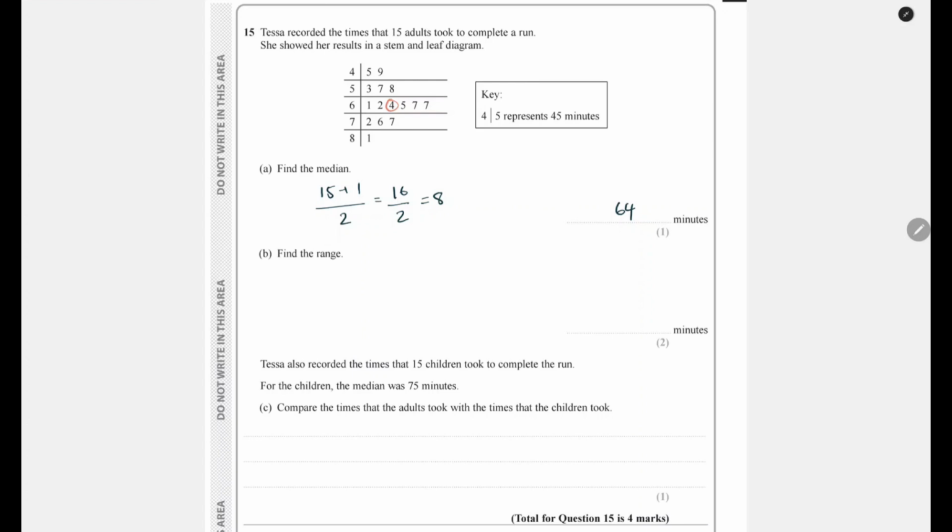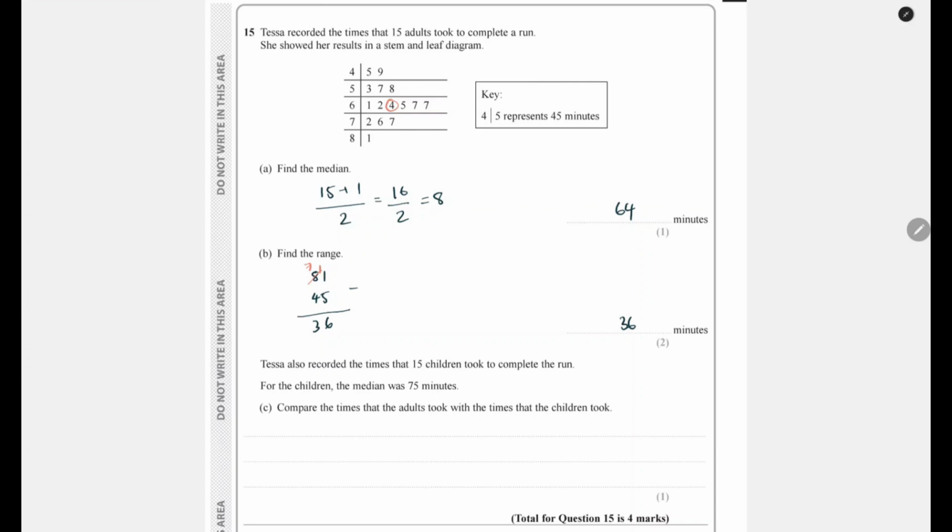Part B says find the range. So the range is just the largest number minus the smallest number. So we can see that the largest number is 81 and the smallest number is 45. And so using our column method, we're going to take 10 from here and carry over the 1. So that's 11 minus 5, which is 6, and 7 minus 4, which is 3. So the answer is 36 minutes.